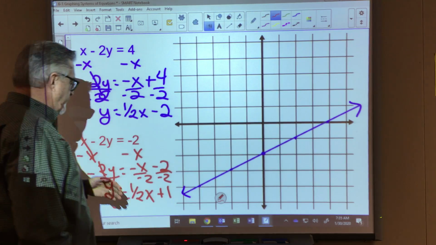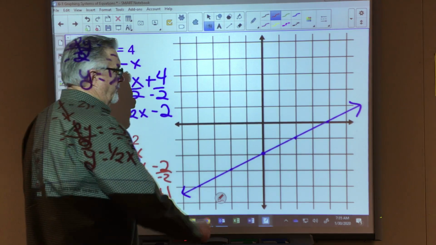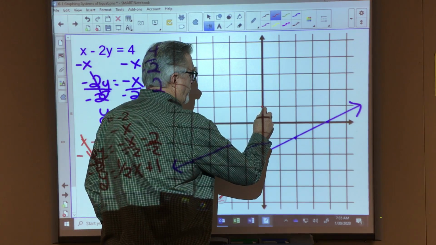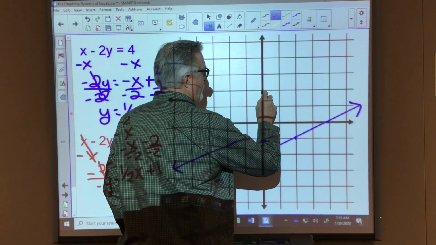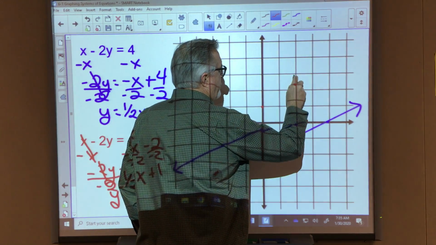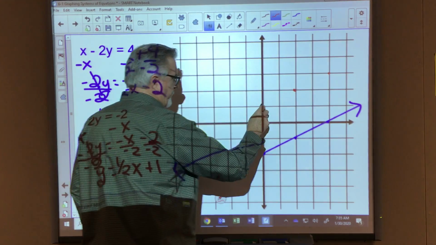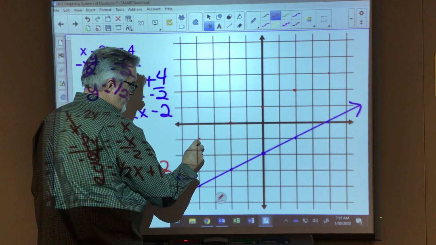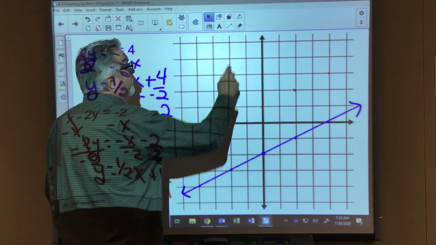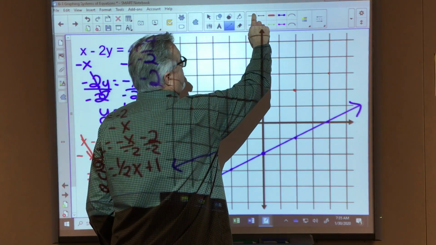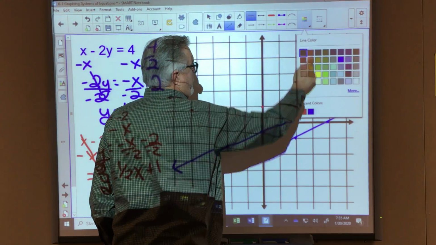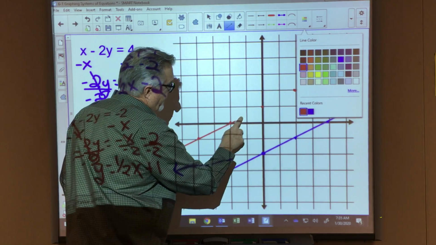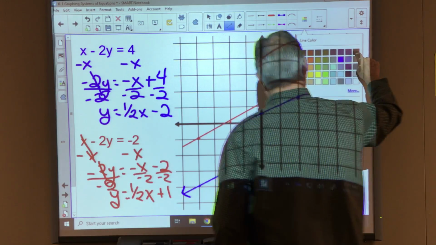Let's go ahead and graph it so we can get a visual on it. It has a y-intercept of positive 1. It has a slope of 1/2, which means I go up 1, 2 to the right, up 1, 2 to the right. Or we could go down 1, 2 to the left. And if we graph that line, I think it's going to give us a visual that they are actually parallel lines. And we know that parallel lines never intersect.